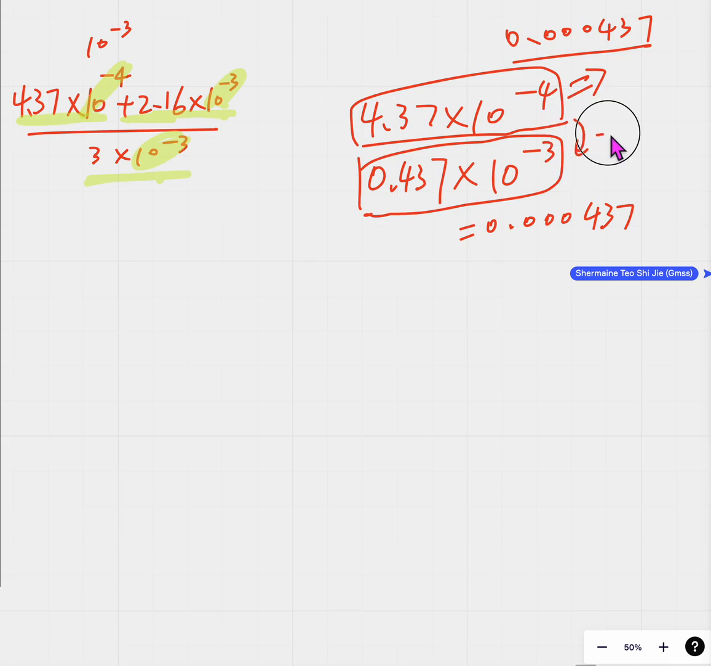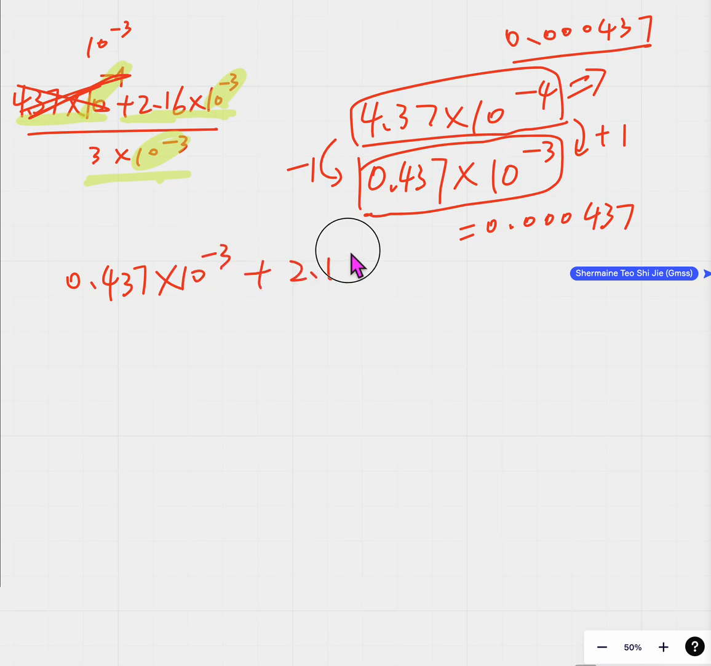Like over here, you increase by 1 order of magnitude. So here must reduce by 1 order of magnitude. So 4.37 reduced by 1 order of magnitude becomes smaller, so it's 0.437. Yes. So therefore I already converted to 0.437 times 10 to the power negative 3 plus 2.16 times 10 to the power negative 3 over 3 times 10 to the power negative 3. So far so good.